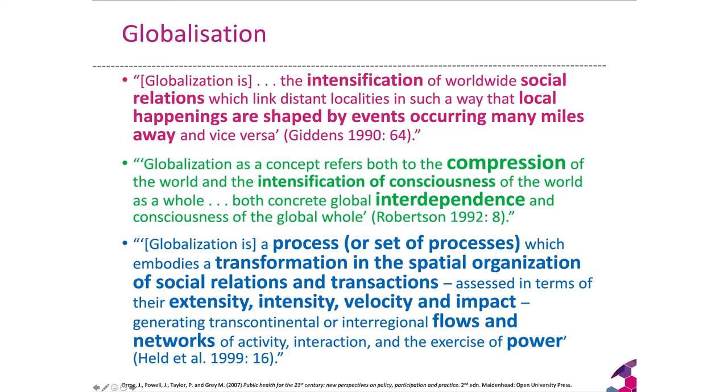Now let's look at these three definitions and see what kinds of themes come out of them. So in the first one and the second one and the third one, we have the same word being used, intensification or intensity. So that's one of the key things that is important about globalization. The second issue is social relations, which links to the first definition and then also links in terms of talking about intensification of consciousness to the second definition, and then to the third one again it says it explicitly, the spatial organization of social relations and transactions. So globalization is about the intensification and the extent of social relationships that transcend national boundaries.